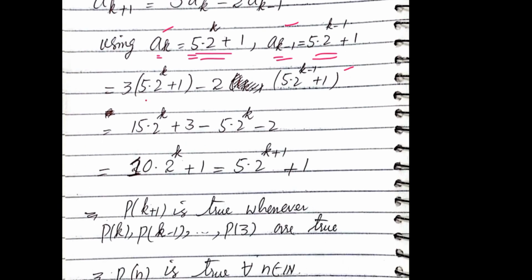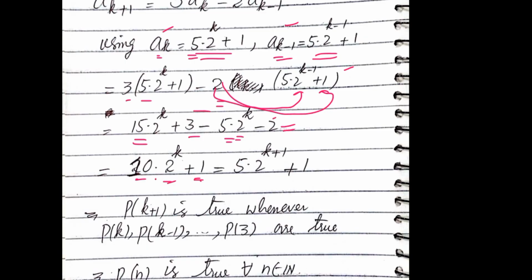Multiply 3 inside the bracket, and similarly multiply 2. We have 15 times 2 raised to the power k plus 3 minus 5 times 2 raised to the power k. Multiply this 2 with 2 raised to the power k minus 1, which gives us 2 raised to the power k, and 2 times 1 gives us minus 2. By subtracting 15 times 2 raised to the power k and 5 times 2 raised to the power k, this gives us 10 times 2 raised to the power k, and plus 3 minus 2 gives us plus 1.